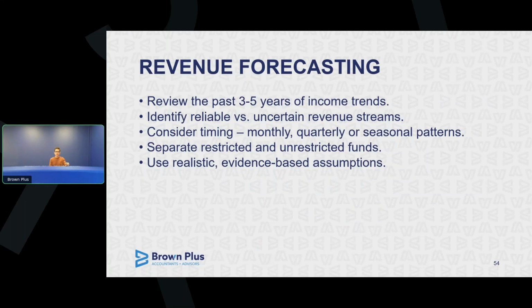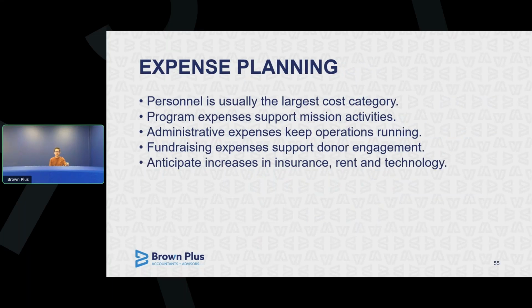Step 4 is separating the restricted and unrestricted revenue. If a grant can only be used for something like a specific program, and it cannot pay for things like rent, insurance, leadership time, or fundraising needs, this should be treated as restricted revenue and handled carefully. It is not a magic bucket either. Then finally, we have step number 5, build reasonable assumptions. Revenue forecasting does not need to be stressful. And once you've estimated your revenue, the next big piece is planning your expenses.